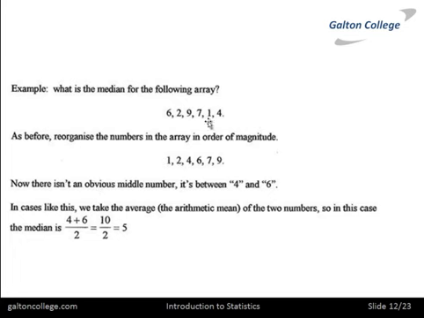There's 6, so 1, 2, 3. There's 1, 2, 3. So it's somewhere in the middle here. So you could take an average of 4 and 6, which will give you the 5. So the median is 5. It's in the middle. 3 numbers on either side.